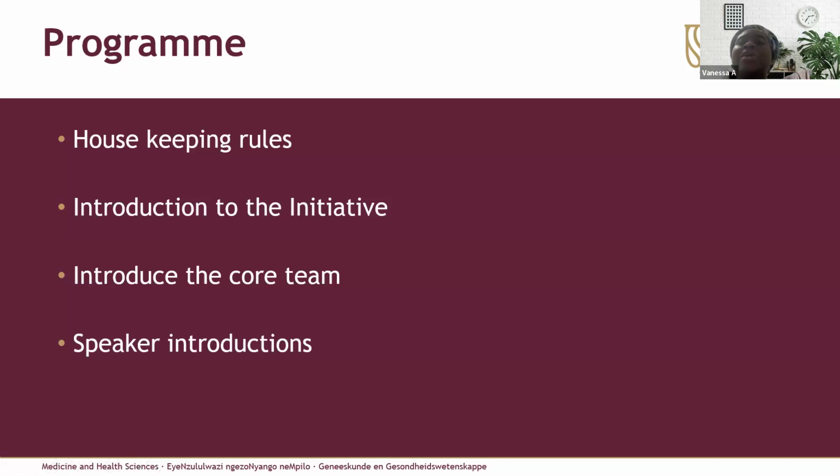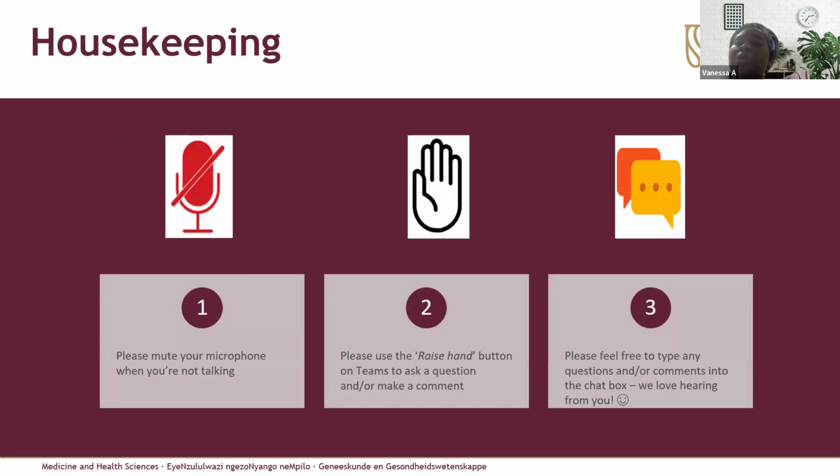So I'll just be quickly going through the ground rules, introducing the initiative, and then Relile Dube, who is a PhD student who's also part of the core team, will be introducing the team, and then we'll have our speaker introductions and go through our 2 speakers going through the different topics. Each speaker will be followed by Q&A.